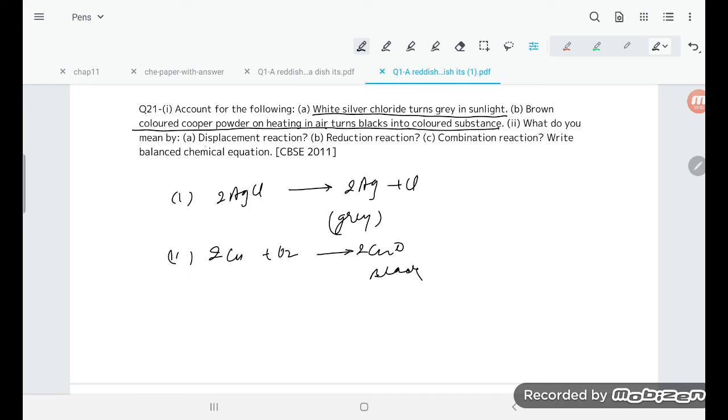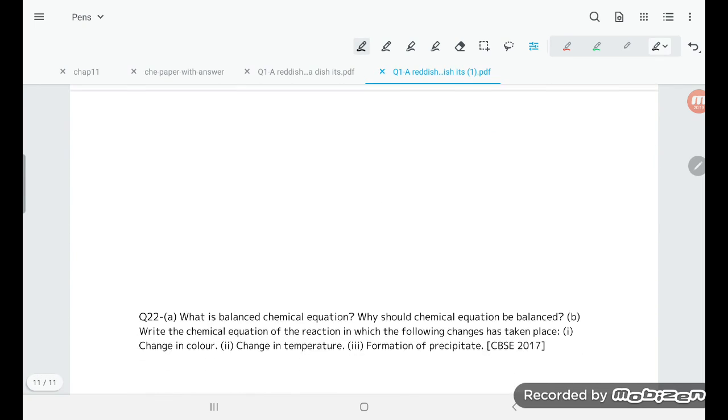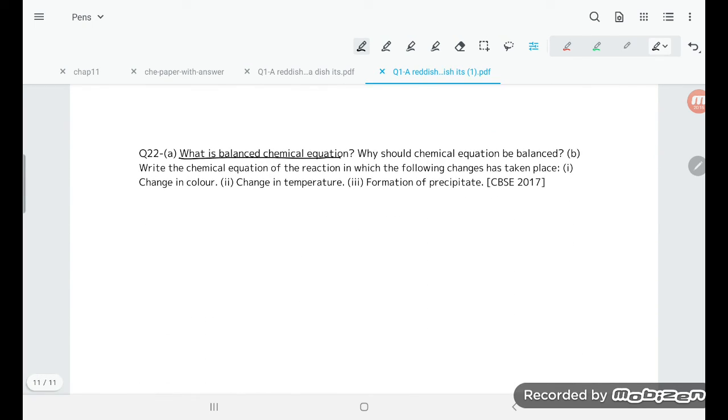Now what do you mean by displacement reaction? You know very well. A displacement reaction is where a highly reactive metal displaces a less reactive metal. Reduction reaction means addition of hydrogen or removal of oxygen. Combination means two elements combined to form one compound. Write the balanced chemical reaction, you can do by yourself. What is a balanced chemical equation? A balanced chemical equation means the number of atoms on the reactant side and product side are equal. Why should a chemical reaction be balanced? To satisfy the law of conservation of mass.